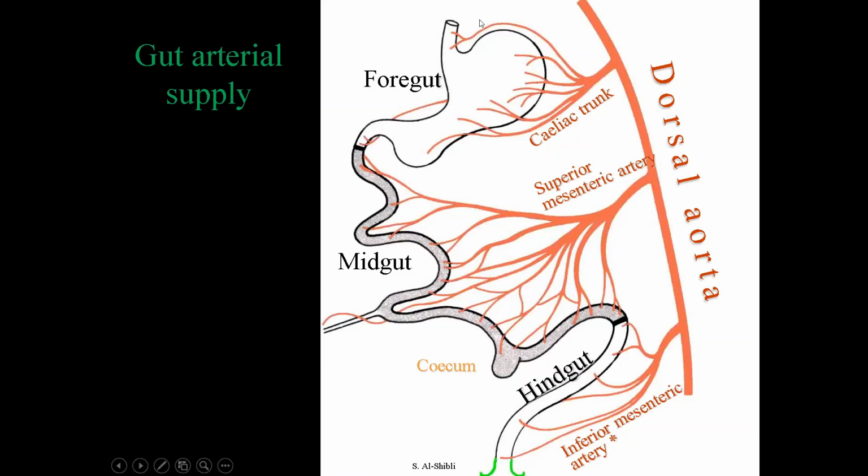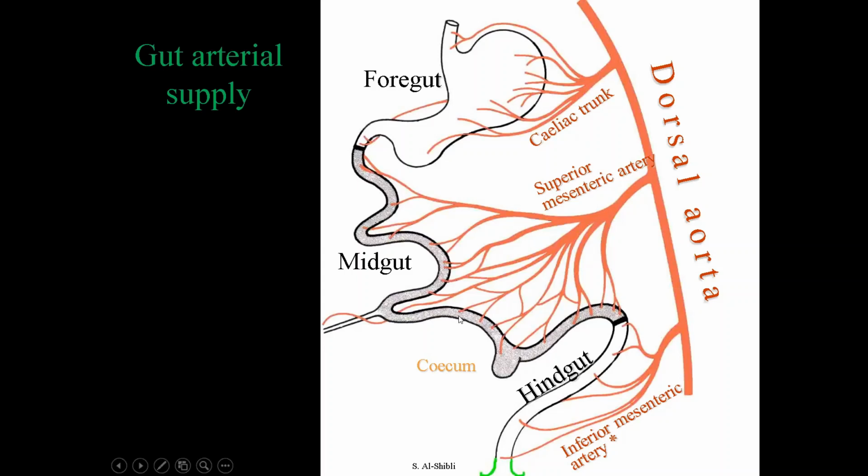Not only that, all the structures of the foregut drain their lymphatics to the celiac trunk: the lower part of the esophagus, the stomach, and the upper part of the duodenum. All the lymphatic drainage must go to the celiac lymph nodes. Where are the celiac lymph nodes? They are a group of lymph nodes around the origin of the celiac trunk at the level of T12.